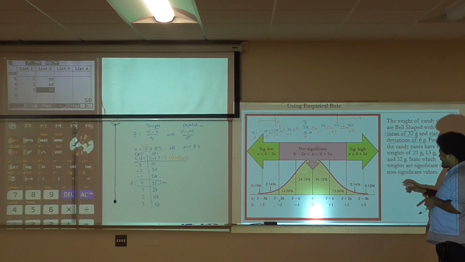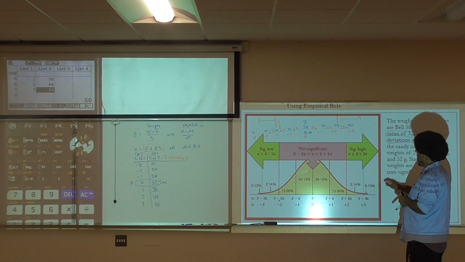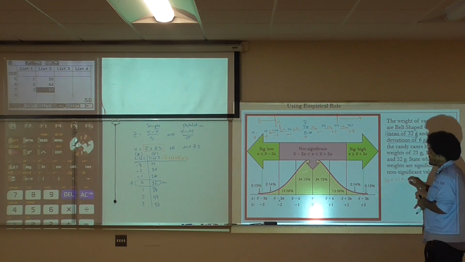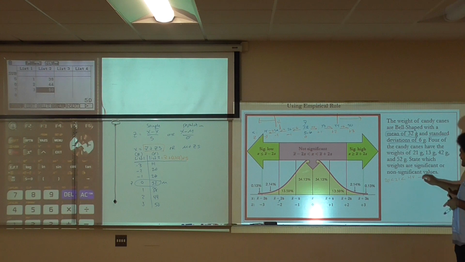So we're definitely seeing here that 21 is, actually, we're wrong. It's greater than the 20, but less than the 44. So we're definitely seeing that over here it is definitely not significant. Let's look at the next one.